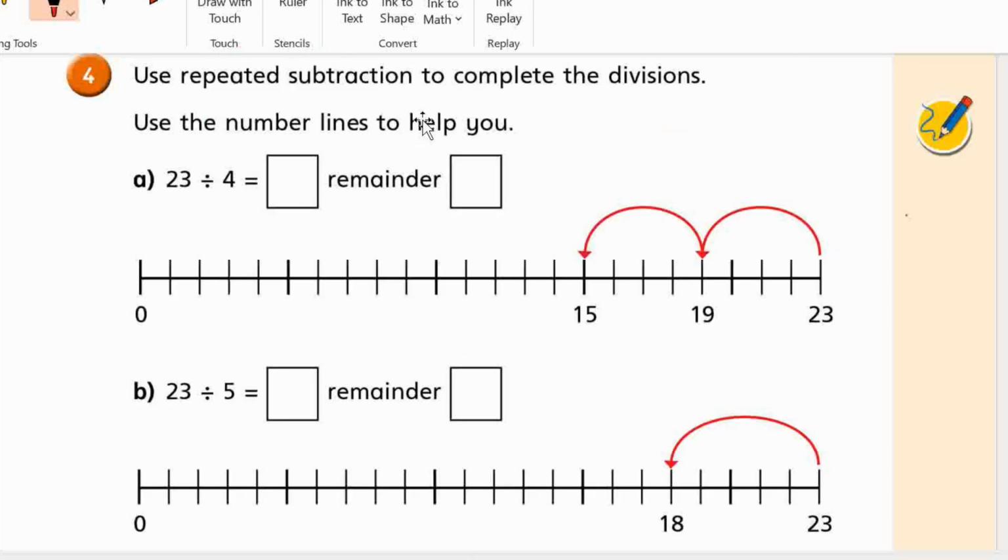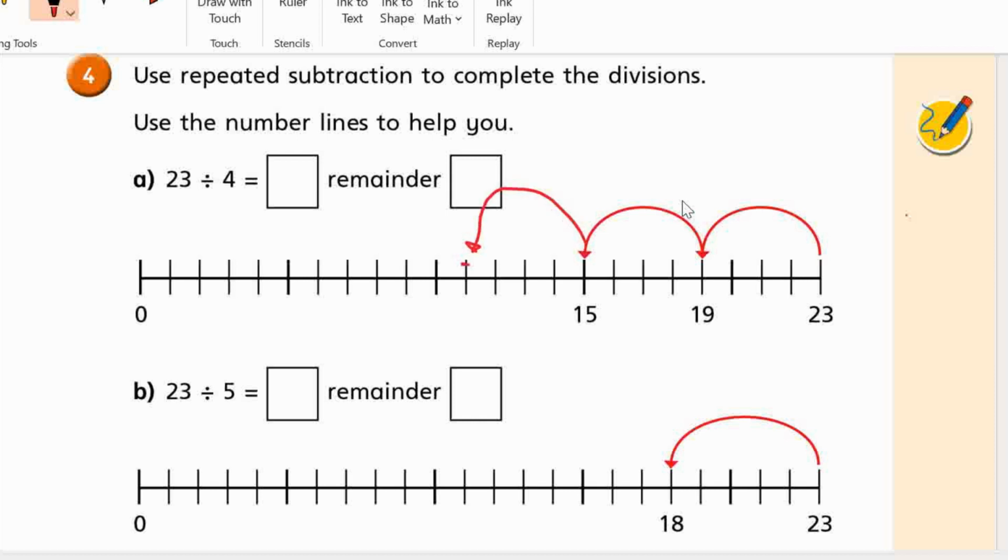Okay, this time we're using a number line. Use repeated subtraction to complete the divisions. Use the number lines to help you. Okay, so we're dividing 23 by 4. They've started us off with 23, they've gone back 4, and then another 4, okay? But we need to continue. So we need to count 1, 2, 3, 4, and I always find it good to mark it because I lose my place if I just do the arrow.